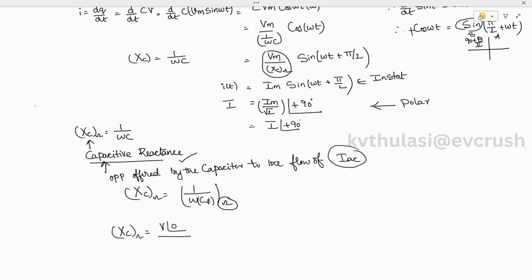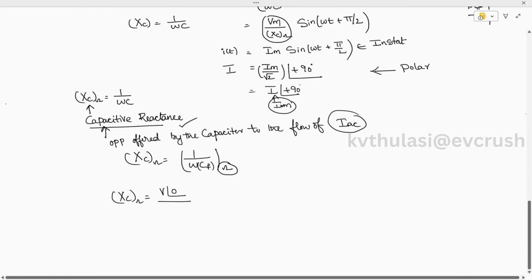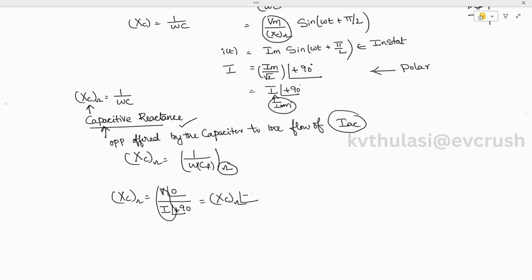Capital letter I is nothing but the RMS current. So here we are going to write V at an angle of 0 divided by I at an angle of plus 90. This V by I is nothing but Xc ohms, and this plus 90 will come to the numerator, where it will act as minus 90. Therefore, the method of writing the capacitive reactance is minus jXc ohms. This is the standard form of writing a capacitive reactance.